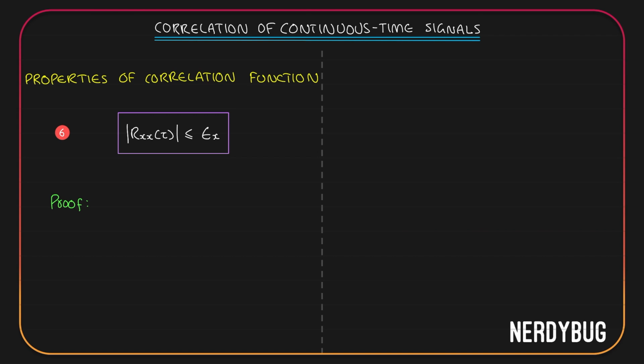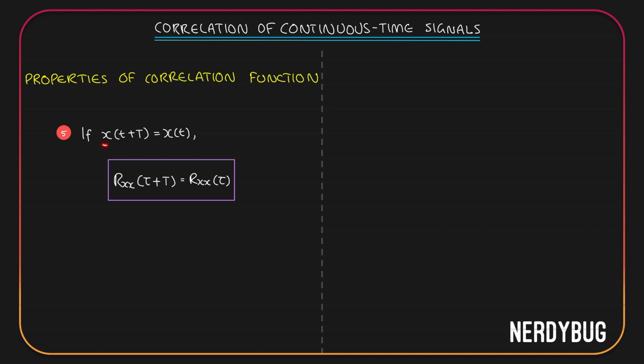But we have to prove it mathematically, for which let us use the previous property. That is, the magnitude of Rxy of tau will always be less than or equal to the root of Ex into Ey. So simply we can write the magnitude of Rxx of tau will be less than or equal to the root of Ex into Ex. That is, this is less than or equal to Ex.